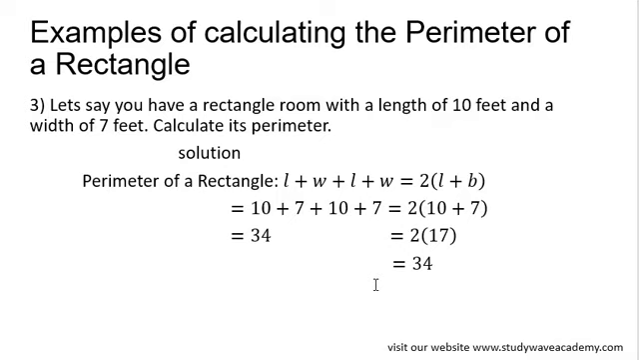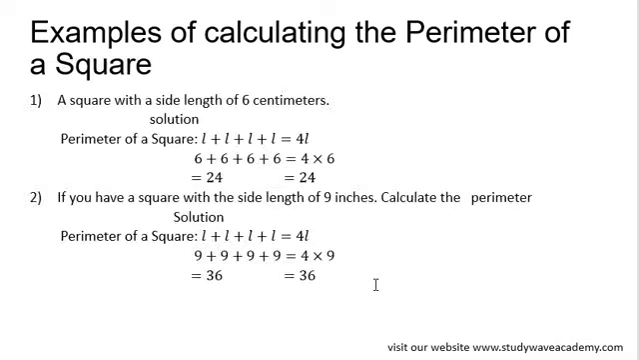Okay? Now let's move over to knowing how to solve the perimeter of a square. The perimeter of a square, we are to calculate its perimeter. Number one, we have a square with a side length of 6 centimeters. We are to calculate the perimeter. Okay? So what do we do first? We write out the formula for calculating the perimeter of a square. Remember, there are two different formulas. The rectangle has its own formula and the square has its own formula. Do we understand that? Good.